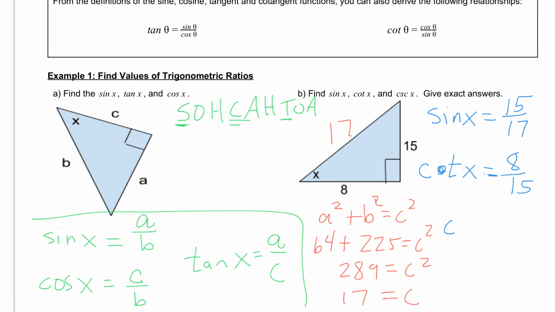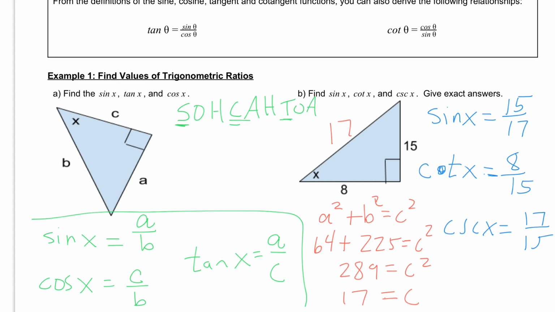And then I need the cosecant of x. I know the cosecant is the reciprocal of the sine function. So if I take a look at my sine function, which is the opposite over the hypotenuse, I actually already have it. So if I know the cosecant is the reciprocal, I'm just going to flip it around, which is 17 over 15.